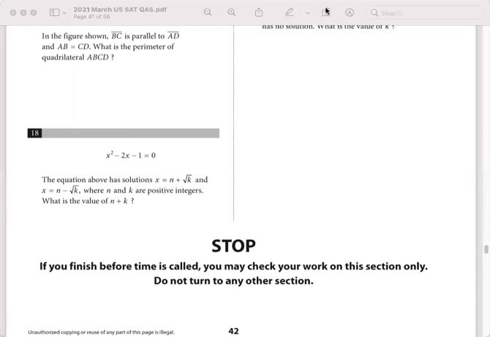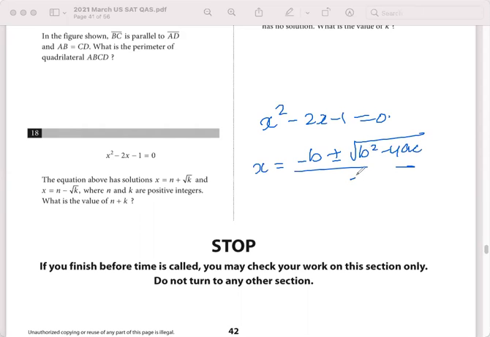Okay, let's do question 18. The equation above has solutions x is equal to n plus root k and x is equal to n minus root k, where n and k are positive integers. What is the value of n plus k? Okay, so x squared minus 2x minus 1 is 0. Let's use the discriminant formula. Minus b plus minus square root of b squared minus 4ac whole divided by 2a.